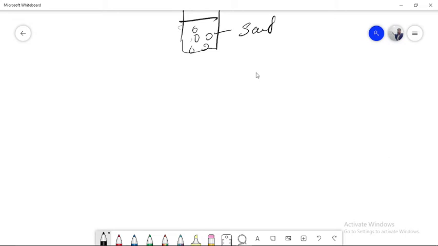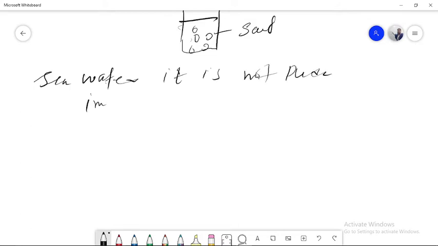When impurities mix in a pure substance, it will be a mixture. Just like sea water, it is not pure because there are many impurities present in sea water. It is water, but it is not pure because there are many impurities, just like salt present in this water, so it is not pure.